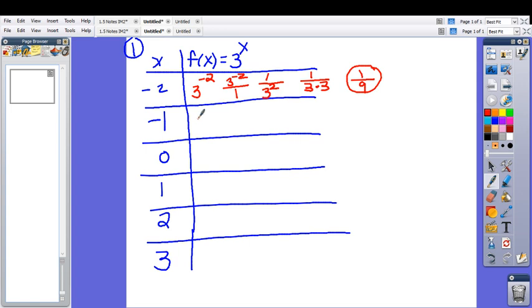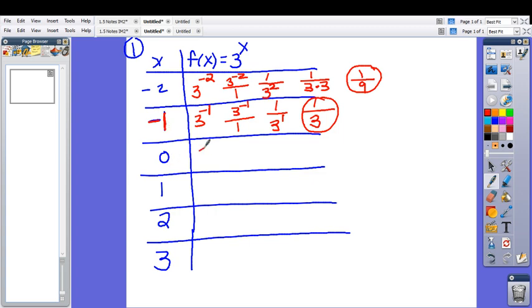Now if x is -1, then you will do 3 to the -1. Again, you cannot do anything about it right now, so you write it down as over 1. Now you flip your function so that your power will be positive. Now 3 to the 1 is nothing but just 3. So this is your function value when x is -1.